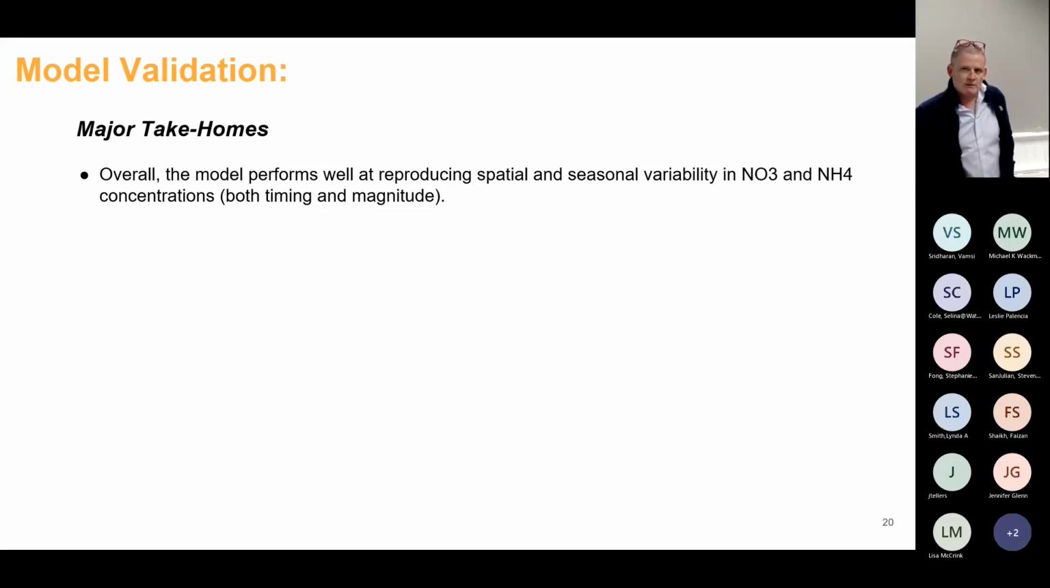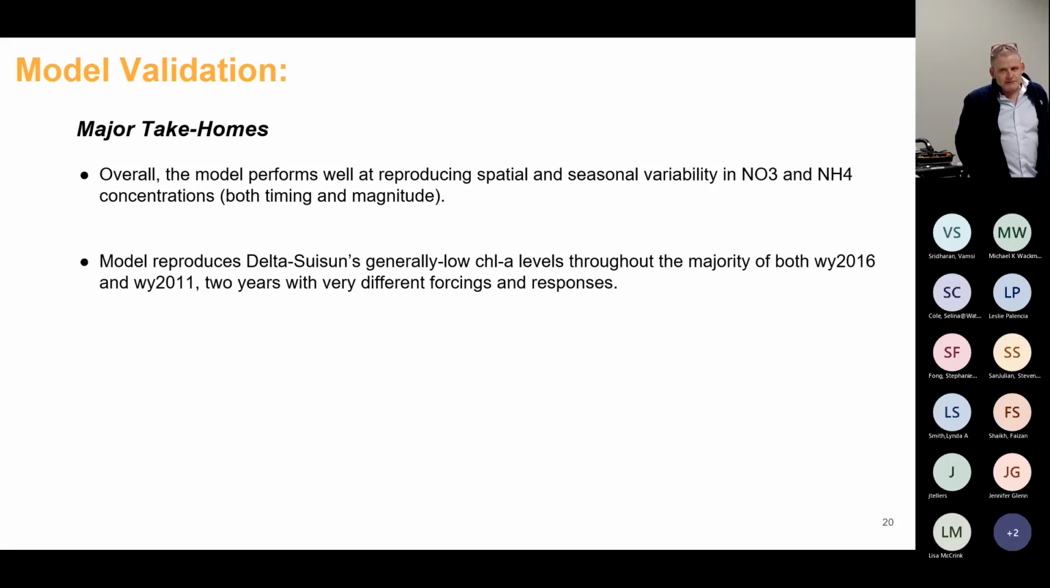So the major take-homes, overall: the model performs well at reproducing spatial and seasonal variability in nitrate and ammonium concentrations, both timing and magnitude. The model reproduces the Delta-Suisun's generally low chlorophyll levels throughout much of the year. So we have growth, but we also have these dynamic grazers that essentially rise up and suck down that new production. We also have the strong turbidity throughout the system. And so we get these relatively low levels that we would expect, in 2 years with very different forcings and responses.